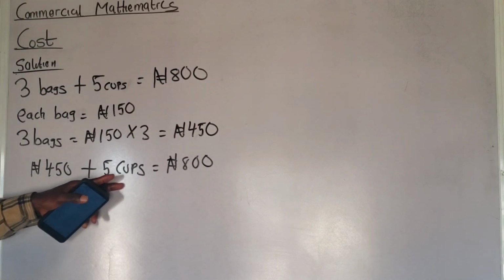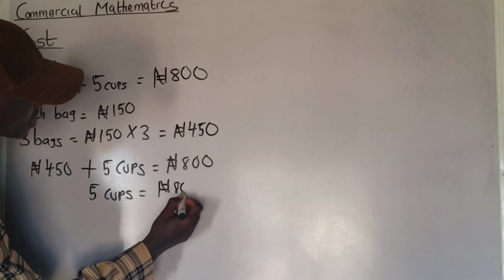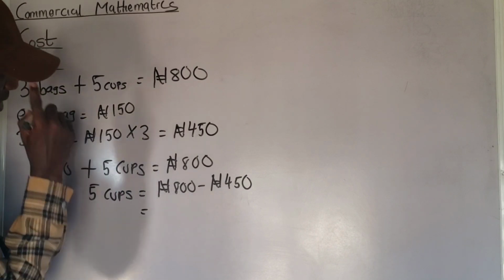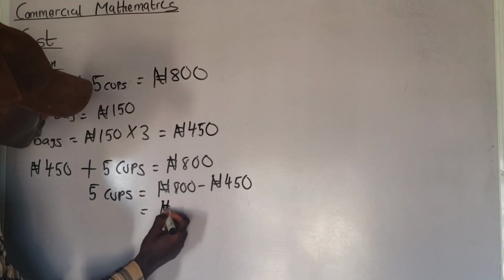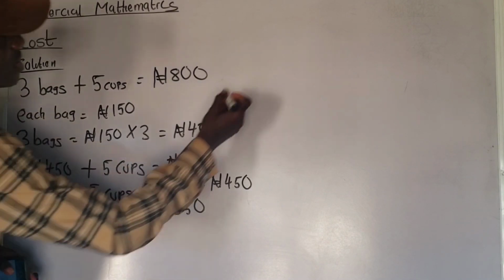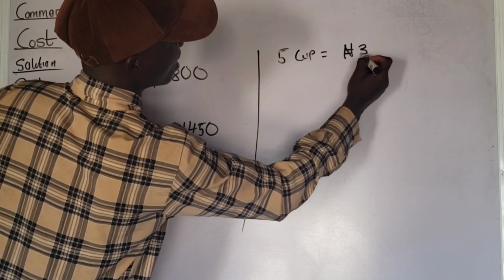Now let us determine the cost of 5 cups. The cost of 5 cups is equal to 800 naira minus 450 naira. That is 350 naira. That is the cost of 5 cups. Please pay attention. The aim is to determine the cost of each cup, a single cup, one cup. Now 5 cups cost 350 naira.